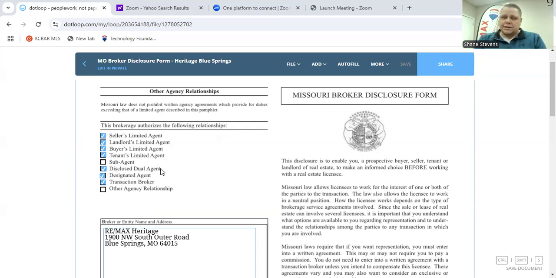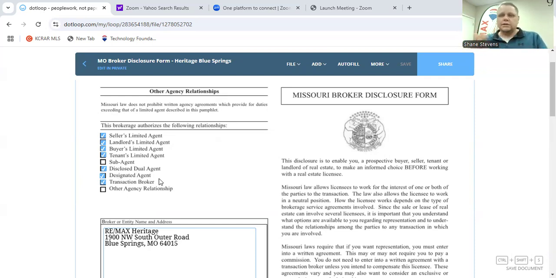Disclosed dual agent is actually illegal in the state of Kansas. I always phrase it like this: disclosed dual agent would be in the event that you're my buyer and you purchase a home that I have listed. If I represent you and I represent the seller, I personally think it's very difficult to be 100% for both sides in a transaction. So in the event that you pursue a home that I have listed, I'm going to shift to more of a facilitator role where I will become a transaction broker for that transaction. Literally, I will facilitate you and the seller.